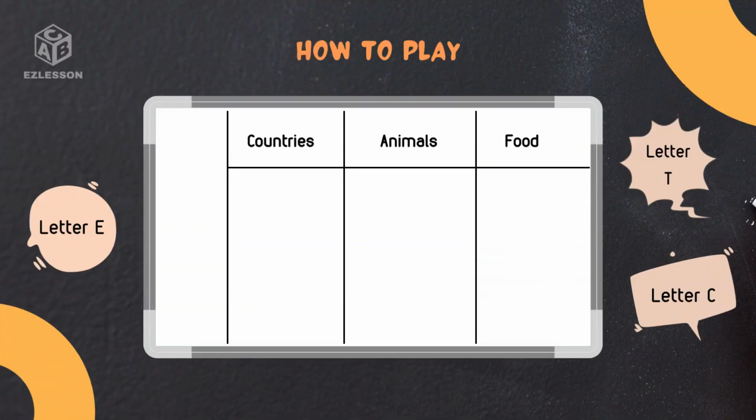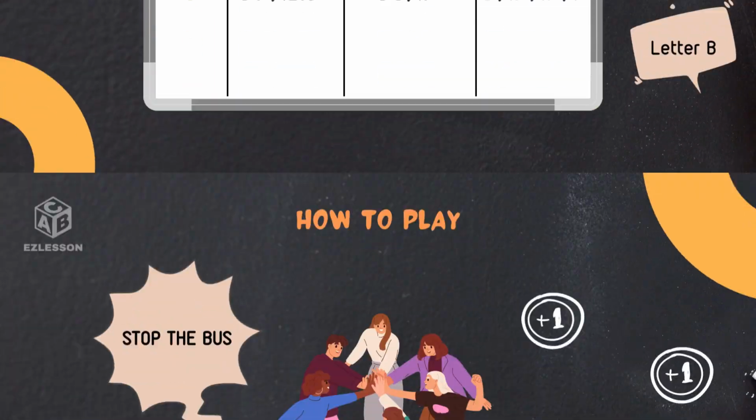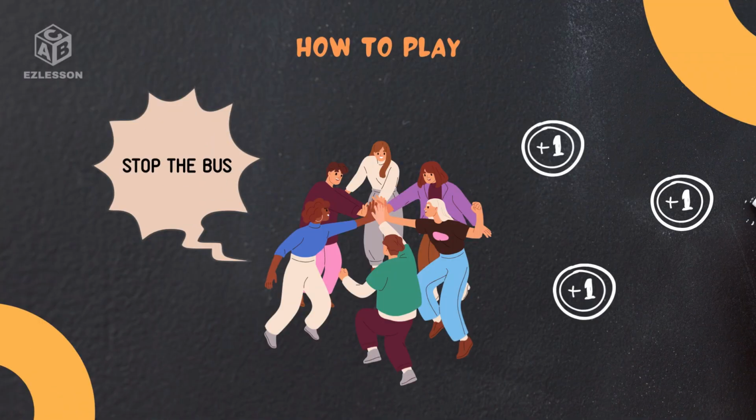Now, here's where the fun begins. You, the teacher, will say a letter out loud. The goal for each group is to come up with a word for each category that starts with that letter. For example, if our letter is B, they might write bear for animal, banana for food, and so on. Once a group finishes, they shout, "Stop the bus." Then, everyone must stop writing. It's time to compare answers.